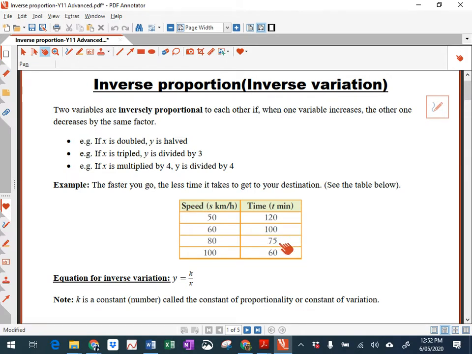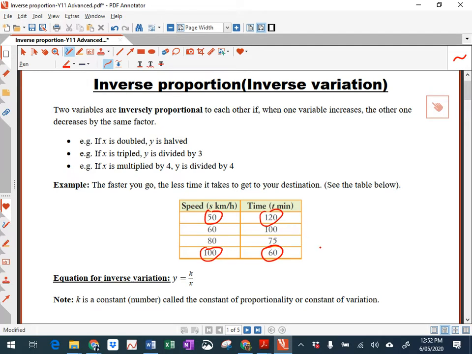But more importantly, if you look at the original speed of 50, the time taken is 120. And what happens when I double my speed to 100? The time taken is halved for the journey. So that's an example of inverse variation.